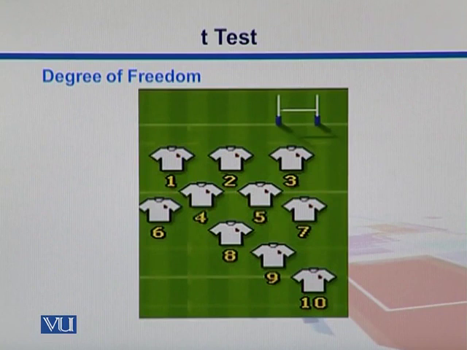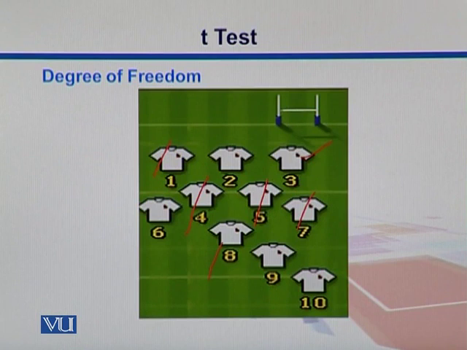So let's look into the concept or idea of degrees of freedom. We'll try to understand it with this rugby example. We want to select different players. We are given a choice to select one of the players. So for example, you pick one of the players. Let me pick it for you. So you pick this player 3. Then you pick this 8, 4, this one. Then you pick this one, this one.